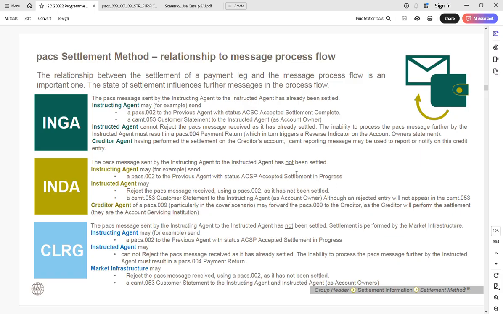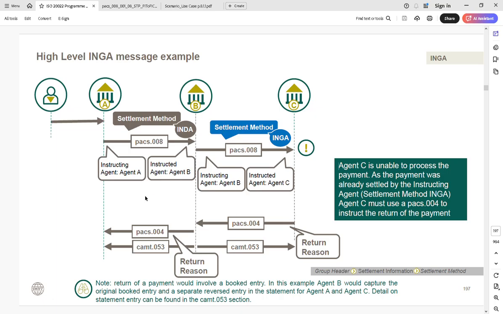I am going to explain INGA and INDA with an example of both messages. First of all, I want to cover the theory part, then we'll see INGA and INDA. Now see here, this example nicely explains how your payment changes. Here, A is sending the payment, B is your middle instructed agent, and C is the receiving bank. B is doing a kind of correspondent role here, the one settling the payment.